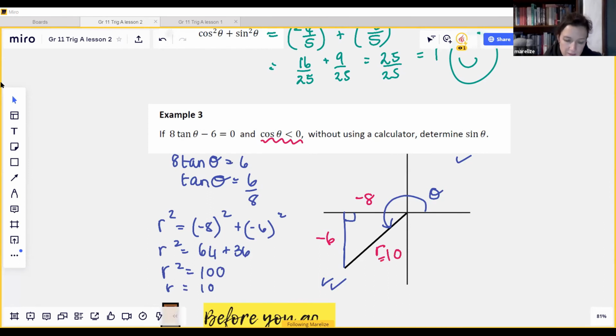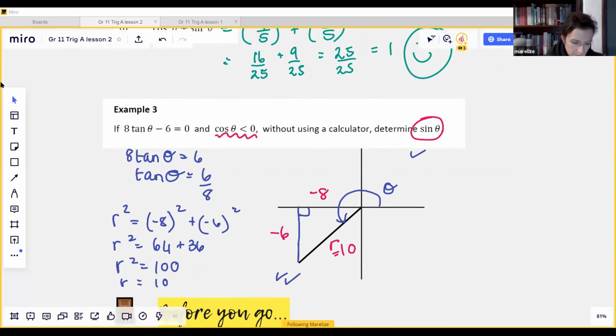And we have to find, the question asks for sine theta. I'm going to do it on the side here. Sine theta is opposite over hypotenuse, or y over r. So that's -6 over 10. Simplify your fraction: -3 over 5. Okay, done.